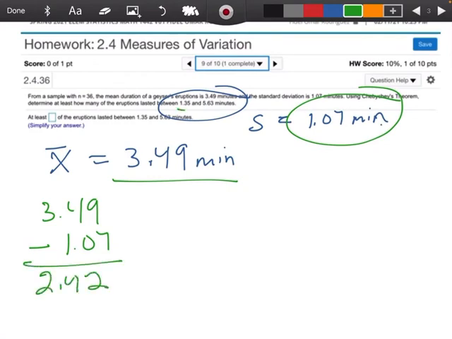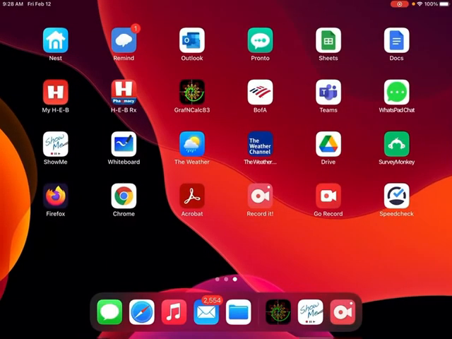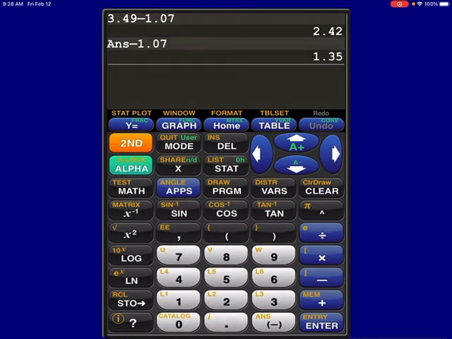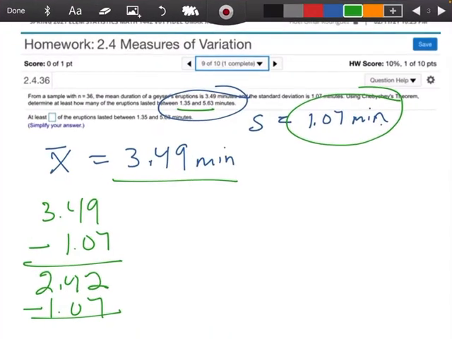That is not one of the numbers that I have, so I'm going to subtract 1.07 again. Okay, so let me do this one more time. Minus 1.07, and I'm coming up with 1.35, and that is that number right there, right?